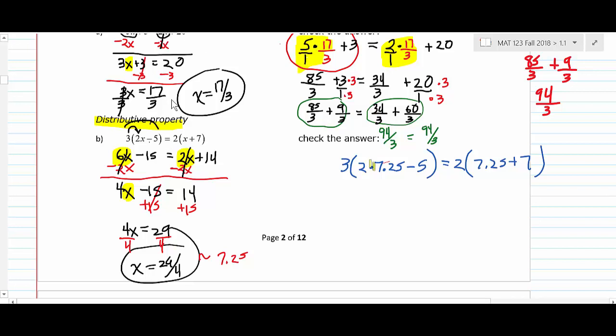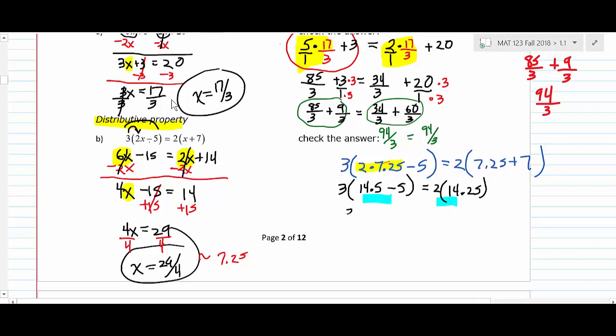So next thing I'm going to do is this. Got to follow order of operations. Okay, so if I do that, that's like 14.5, I think. Minus 5. I'm not doing a distributive property. I'm just working inside the parentheses. Then if I go on the right side, 7 1/4 plus 7 is 14 1/4. So it's like that.